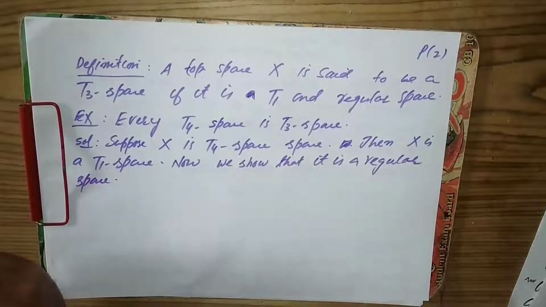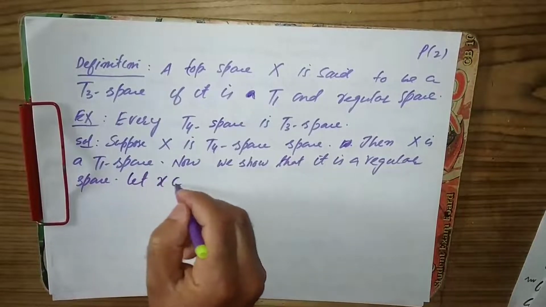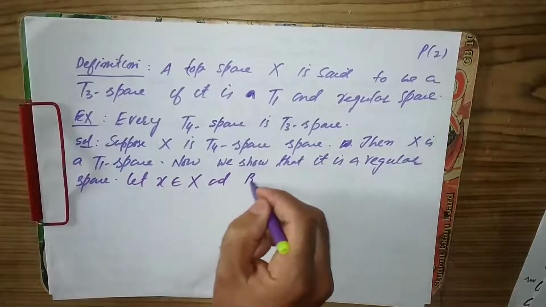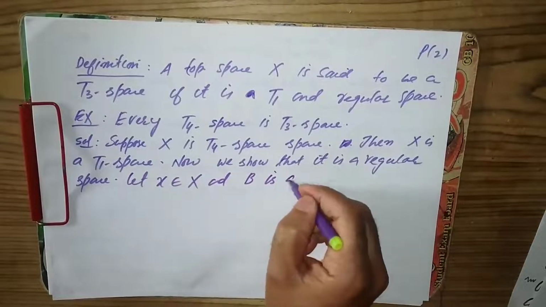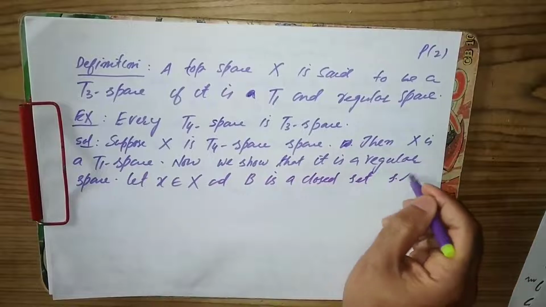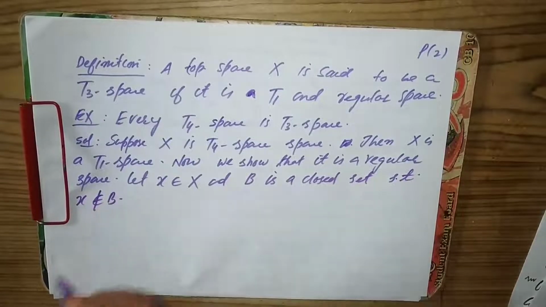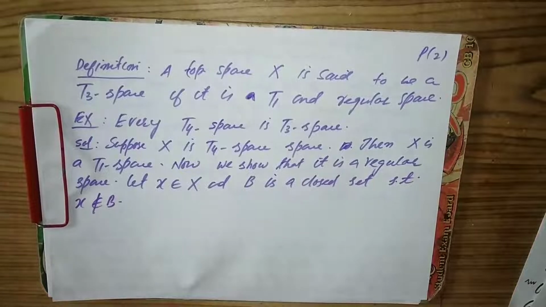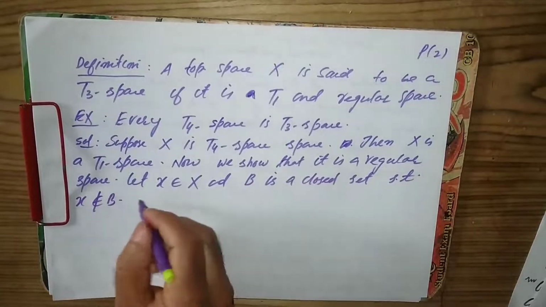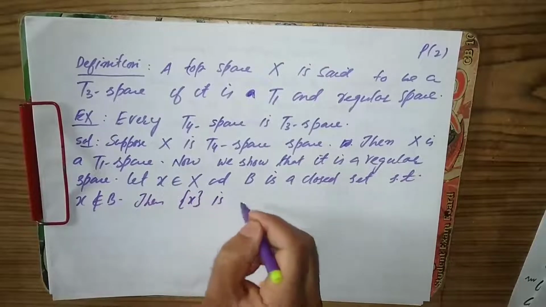For this I choose a point and a closed set B such that x is not in B. So let x be in X and B be a closed set such that x is not in B. We show that x and B can be separated by disjoint open sets. Then this singleton {x} is a closed set.